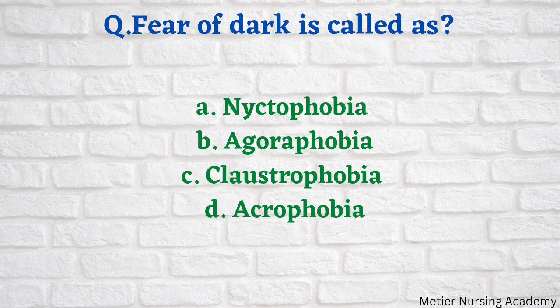Fear of dark is called as nyctophobia, agoraphobia, claustrophobia, acrophobia. This question was asked in NEET 2019. So here the right answer is option A, nyctophobia. Nyctophobia means fear of darkness. Agoraphobia is a fear of a place or situation that you can't escape from. Claustrophobia is an intense fear of confined or closed spaces. Acrophobia is fear of height.